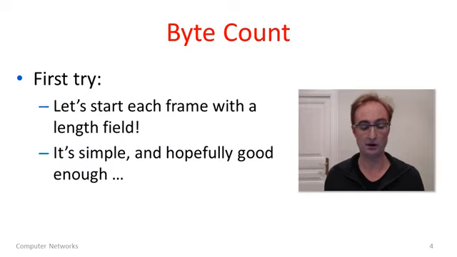Okay, so our first method, byte counts. What would you do if you wanted to impose a framing structure on a bit stream? Here's a brilliant idea. We'll just start the beginning of each frame with a length field. That length field will tell us how long the frame is. That way we'll know where it ends and where the next frame begins. It's a simple method, it's fairly efficient, and hopefully it's good enough. What could possibly go wrong?